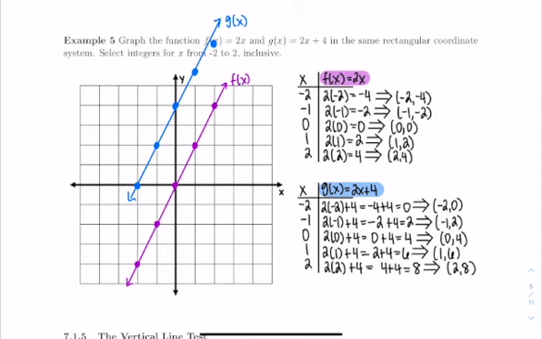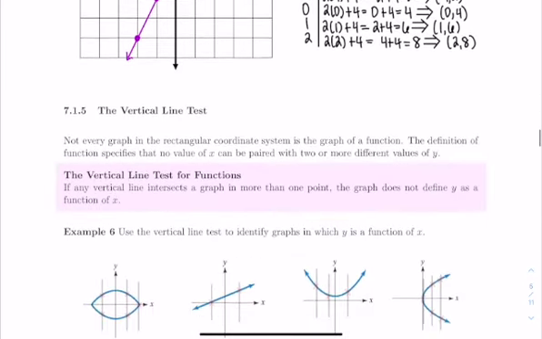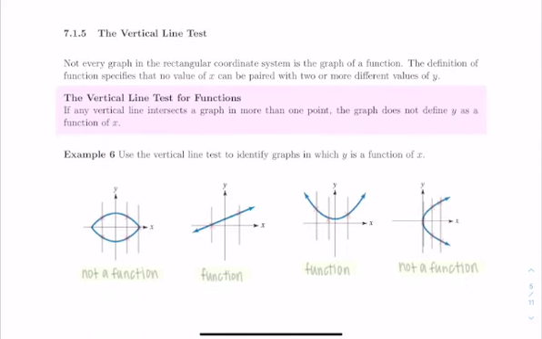Not every graph in the rectangular coordinate system is the graph of a function. The definition of function specifies that no value of x can be paired with 2 or more different values of y. So we have a test to see if graphs are functions, and it's called the vertical line test.